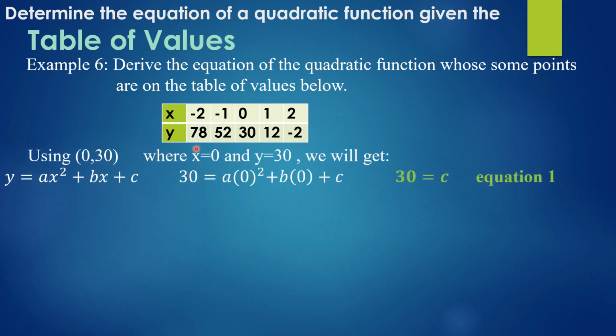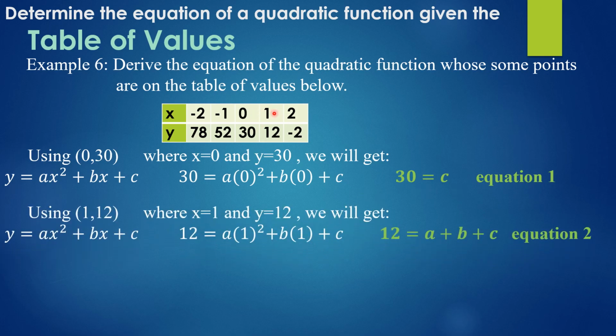Let us use 0, 30. Substitute 0 to x and 30 to y. And we will get 30 is equal to the square of 0 times a plus b times 0 plus c. So the equation number 1 will be 30 is equal to c.